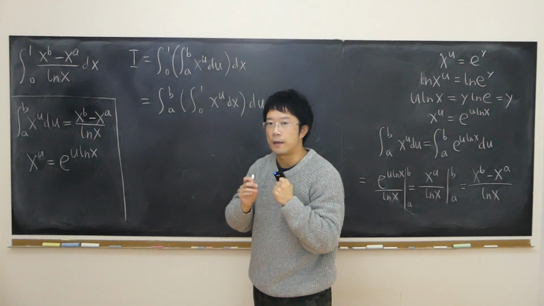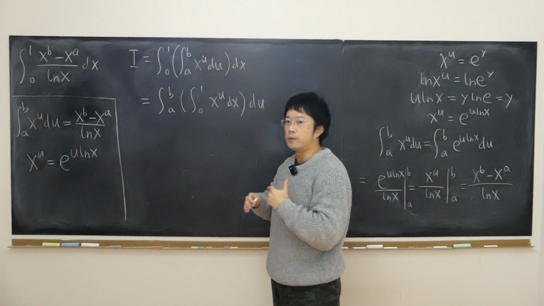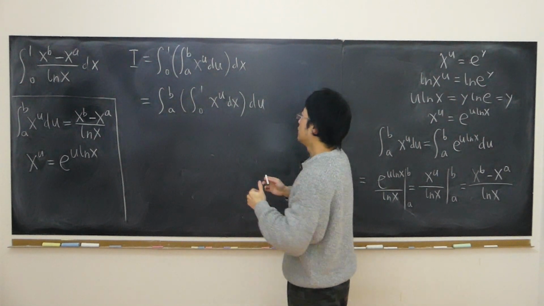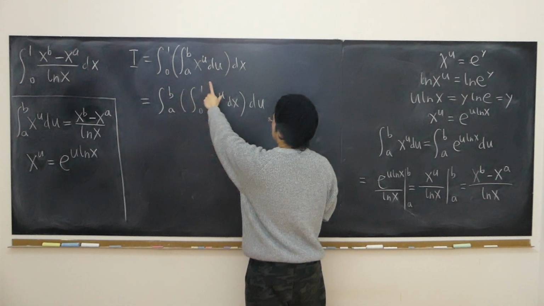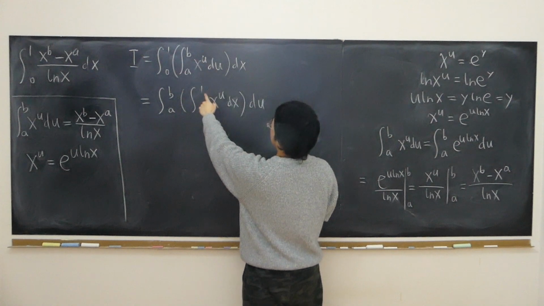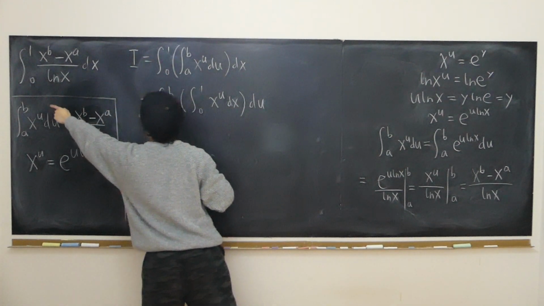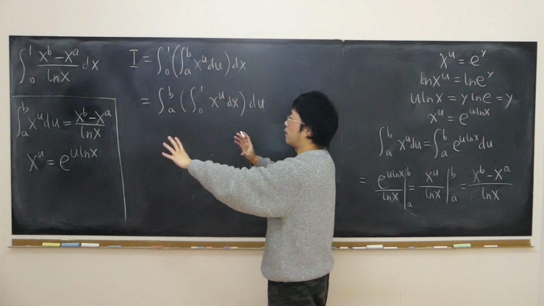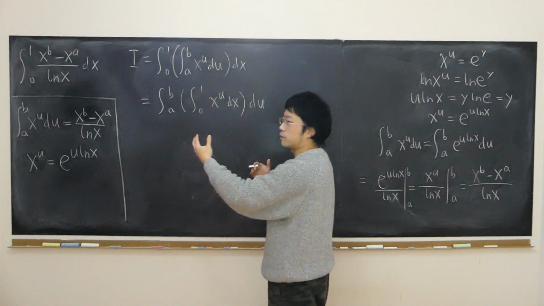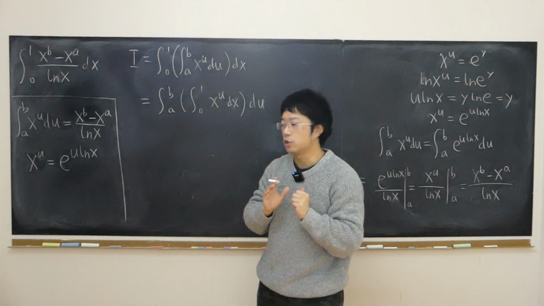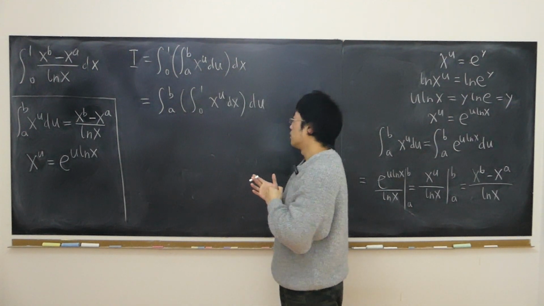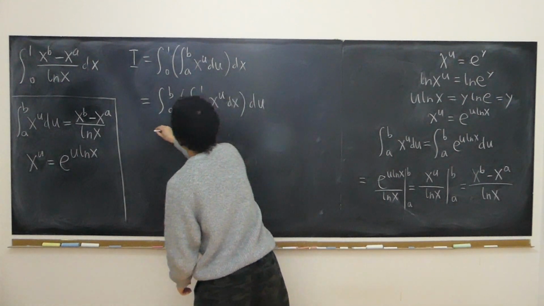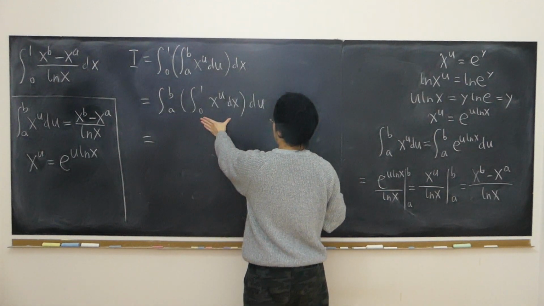Now, it is actually safe to interchange the order of integrals, simply because the two-variable function f of x and u is continuous over the rectangle. Remember, x is bounded by 0 and 1, and u is bounded by a and b. So imagine there's a rectangle, with sides 0 to 1 and a to b. The two-variable function is continuous on that rectangle, so it is legitimate to switch.